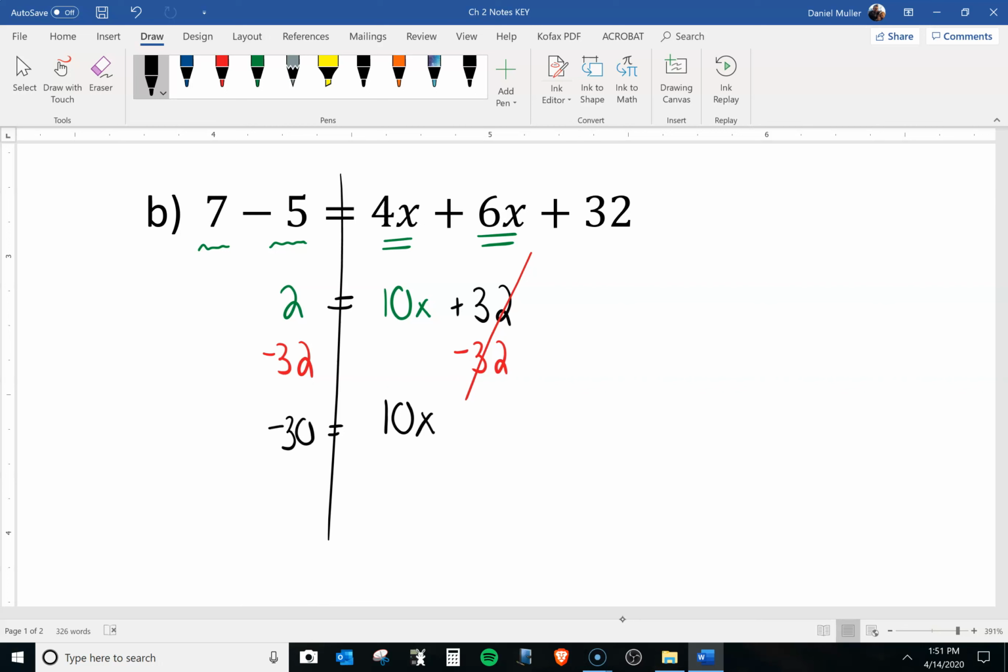30 equals 10x. Now this is a multiply, so I can divide, and those are gone. So my x is equal to negative 30 over 10. Negative 30 over 10 is going to be negative 3. So x is equal to negative 3.